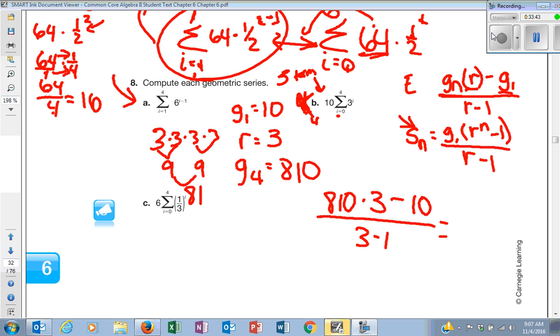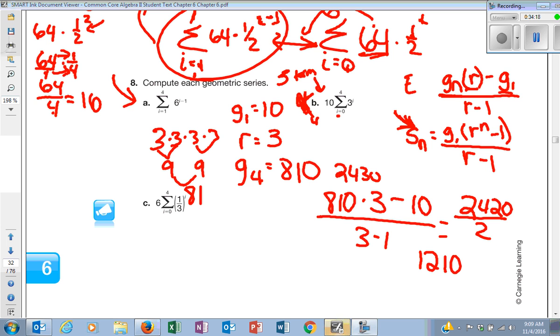So I put my calculator, I do 810 times 3, and I get 2,430. I minus 10 from that, I get 2,420, and I divide that by 2 in my calculator, and I get 1,210. So that should be the answer. Now I can try it the other way. Now I'm going to try using this formula, and I should get the same answer.